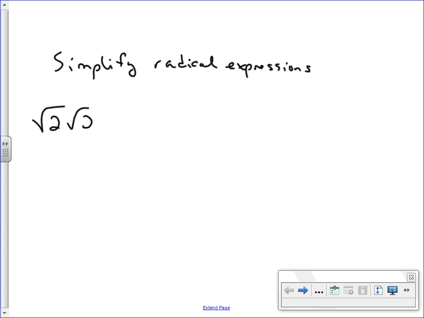The square root of 2 times the square root of 2 is equal to the square root of 4, and the square root of 4 is just plain old 2. So we can get there a little bit more quickly if you just look at this and say, well, if these two are the same, the square root of 2 times the square root of 2, I'm just going to get the answer plain old 2.